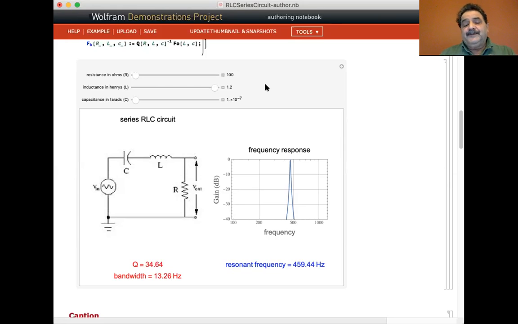For a high Q, the bandwidth will be very narrow. For a low Q, the bandwidth will be broader. We can see, if we make it real low, there's a Q of 4.47, and the bandwidth is 79.58. Okay, and I think that's it for this resonance talk.